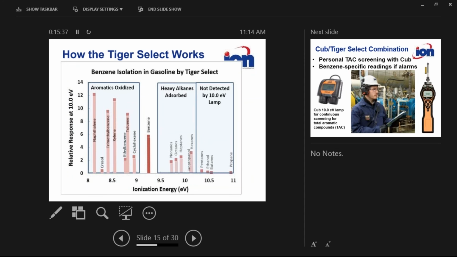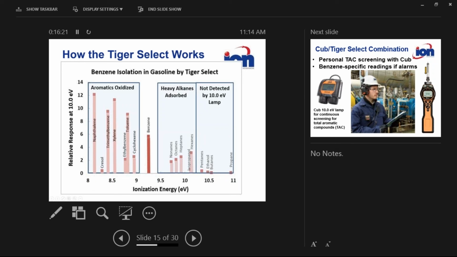How does it work? This tries to illustrate how that works. Think of this as the response that you might get with the 10.0 eV lamp. That's the lamp used in the Tiger Select or the UltraRAE or other PID tube systems. If you had no filtering tube, you would get this kind of response for all these components. These compounds with higher ionization energies give almost no response on the 10.0 lamp.